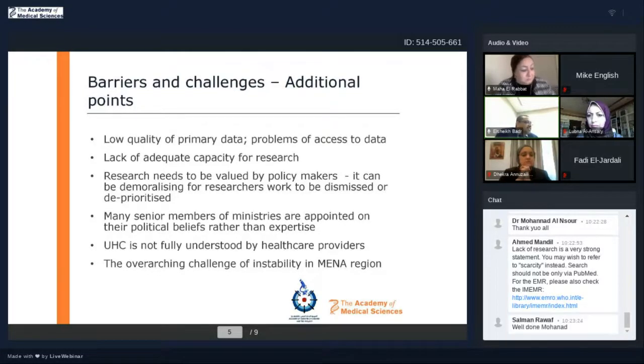Also, to add to the challenges, there is the issue of low quality of data and the problems of access to information, which is mostly regarded as security, and therefore the access is difficult in most cases. And also, we have the overarching challenge of the lack of adequate capacity for research. And then the value of research to policymakers is another challenge. And also the political dimensions that are happening in ministries of health, for example, and elsewhere. And also the aspect that universal health coverage is not fully understood by health providers, and I would say even within academic terrains. And there is also the overarching challenge of instability and political turmoil in the MENA region.